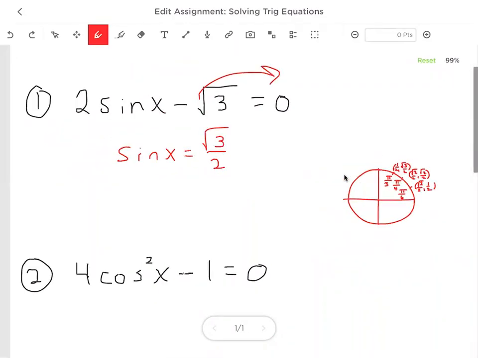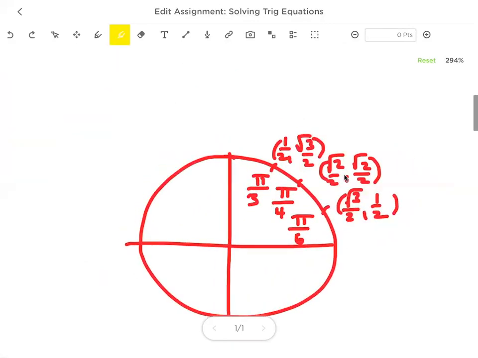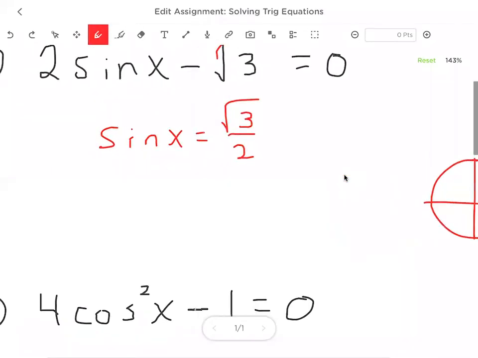So now I want to know where is the sine root 3 over 2. The sine is the y value. Y values are positive in the first and second quadrant. So that would be our reference angle is pi over 3. And then over here in the second quadrant would also be at 2 pi over 3. So those are our two answers. X is equal to pi over 3 and 2 pi over 3.